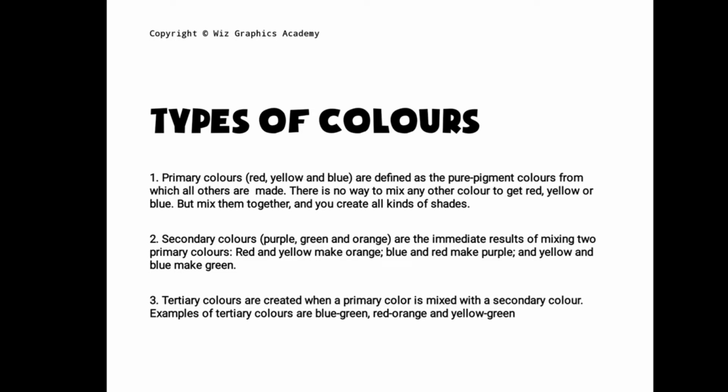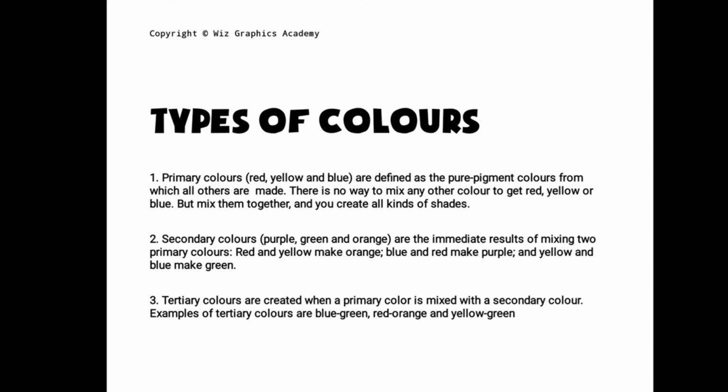Now, let's go to the last type of color, which is tertiary color. The tertiary colors are created when a primary color is mixed with a secondary color. I'm going to explain more of this type of colors when we get to the color wheel, because if I keep explaining this, you may not really understand, so I have to show you.